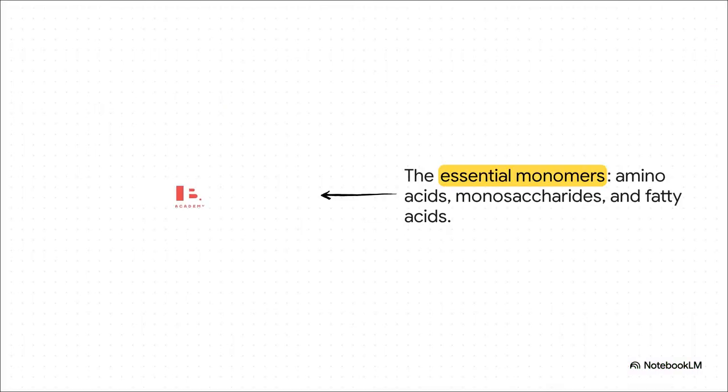So these are the basic units, the monomers. We've got amino acids, which build proteins. We have simple sugars, called monosaccharides, like glucose. And then we have fatty acids, which make up lipids. From just these few simple parts, life builds incredible complexity.